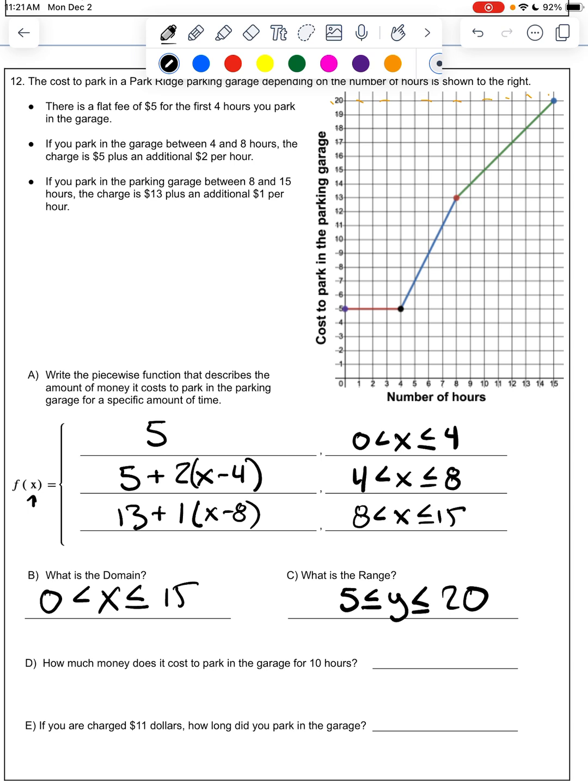How much money does it cost to park in the garage for 10 hours? You can use your graph to figure that out. At 10 hours, right there, it looks like $15. And if you're charged $11, that's a height. We can work it backwards. Right there, that's 7 hours.